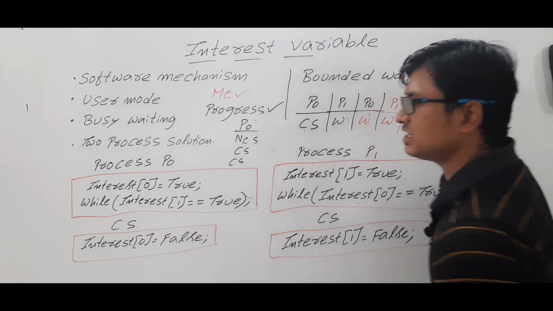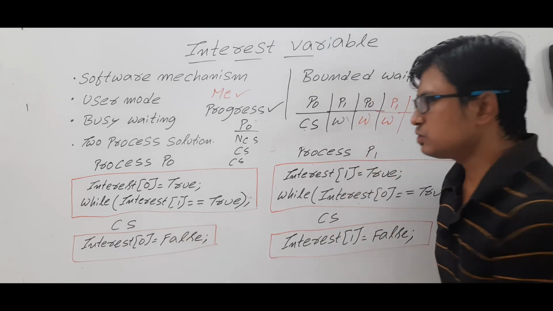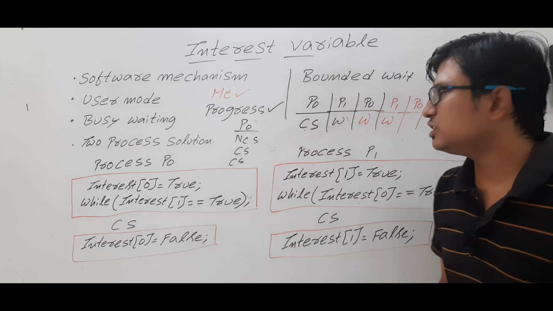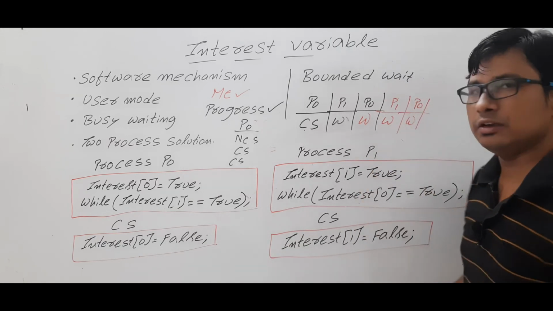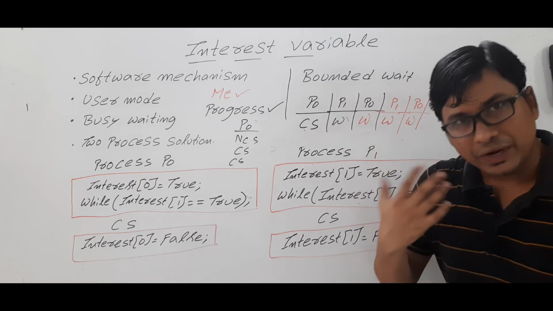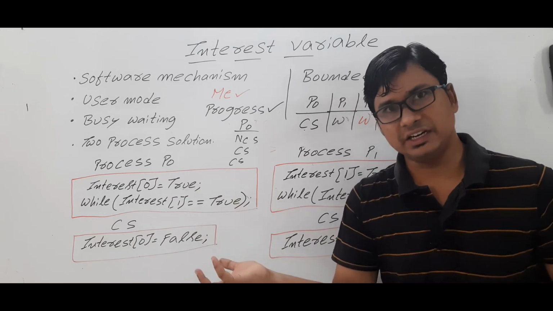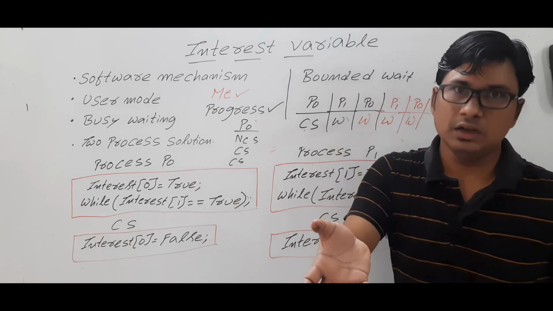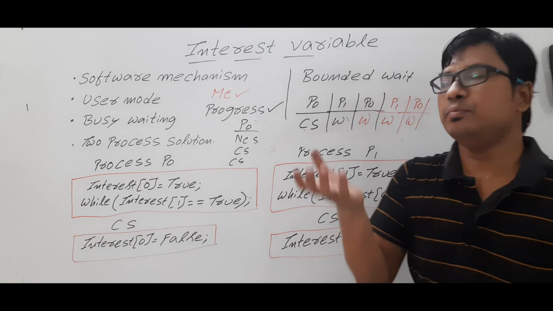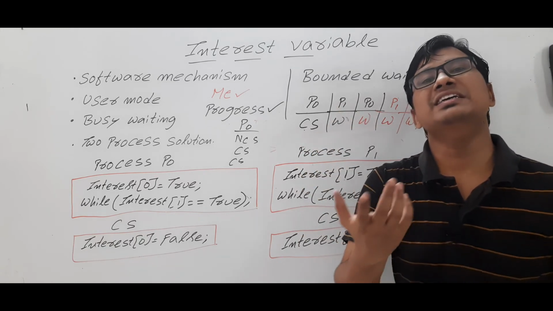Again it will check this condition: while interest of 1. Again process P1 is interested, so true is equal to true. Again the condition is true. It will again be executing the while loop. Now neither of the processes P0, P1 is waiting for the other to leave. No one is in the critical section. No one is utilizing the common resource, and both processes are in waiting. Then this situation we call a deadlock.